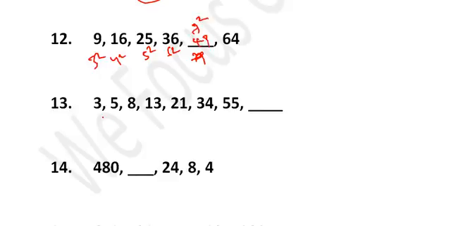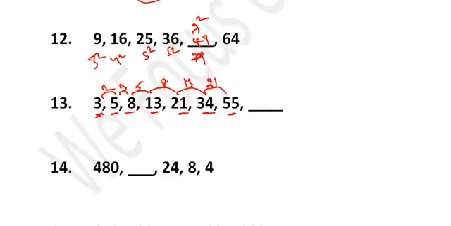13th problem. It is given as 3, 5, 8, 13, 21, 34, 55. Try to take the difference. 2, 3, 5, and this is 8, and this is 13. This is somewhat clumsy as a difference, but try to find the numbers.